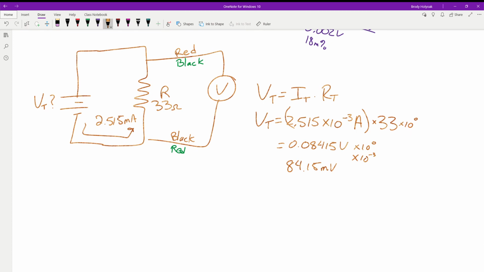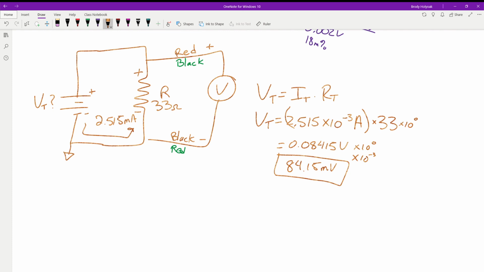When we have our meter connected up like this with the leads in the orange writing, we have red connected here, black connected here. So red is our positive side, black is going to be our common or our negative side. Remember when I said we have basically a virtual ground, this is our reference point. When we hook our meter up, we put the red probe here and the black probe here, we're going to measure 84.15 millivolts, because remember, the polarity is like this, because it's connected to the positive side.